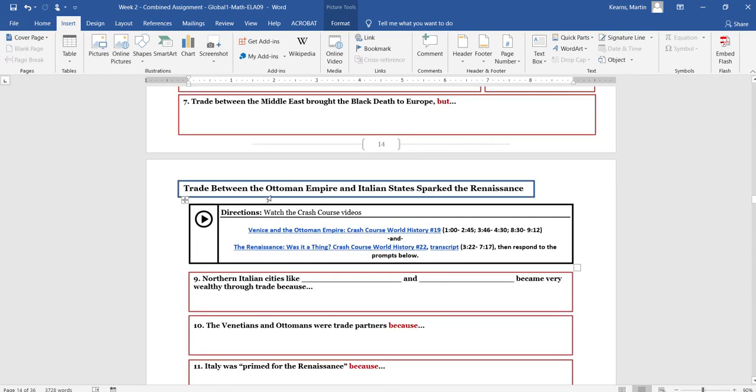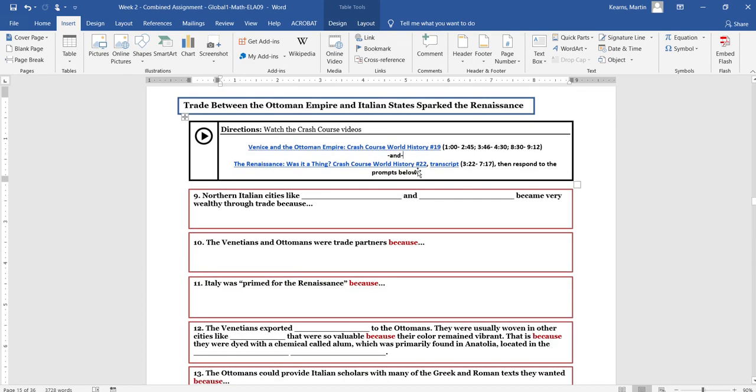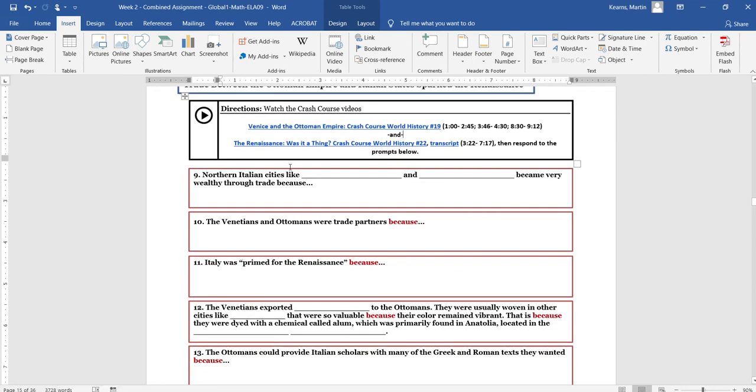From here, we start page 15. Trade between the Ottoman Empire and Italian states sparked the Renaissance. So directions. Watch the crash course videos. So guys, you're going to hover over this. You may have to, like me, hit the control key to be able to click on the hyperlink. And Mr. I has the times in here for you as well. These are the time frames you want to watch in the video. You can watch the whole video and then just come back and look at these time frames for the direct answers. All right, these are the 2 videos.